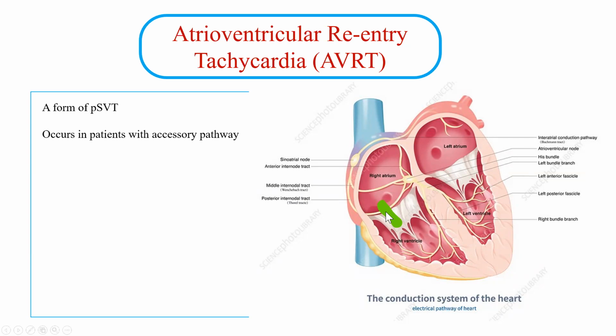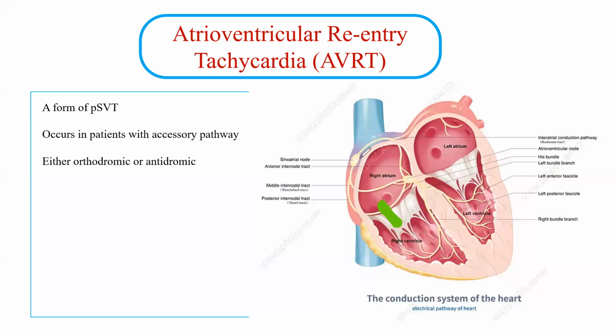Now, because of this accessory pathway, a new form of re-entry circuit can happen between the AV node and this accessory pathway. And the ECG features will depend on how the electricity is traveling. Is it going through the AV node, then the accessory pathway, or vice versa? So we have two types of AVRT, either orthodromic or antidromic. Let's talk about both of them.